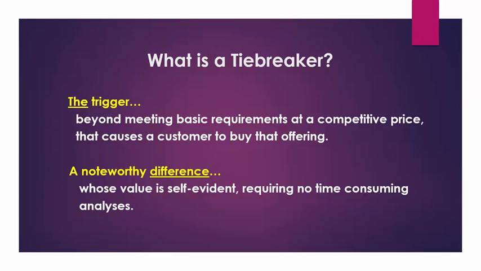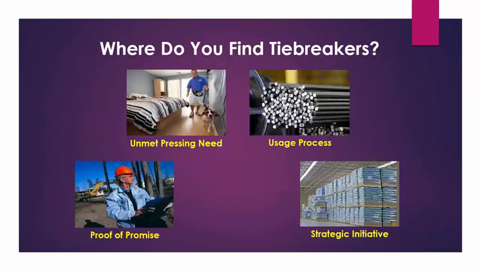A tiebreaker has to be a noteworthy difference whose value is self-evident, requiring no time-consuming analyses. So it's got to be a significant value, but it has to be obvious so that I don't need an elaborate model to demonstrate why this is better. All right, let me give you an example of some tiebreakers, and the question is, where do you find them? There are 4 sources that we've identified in our research: unmet or pressing needs, the usage process that the customer has, the proof of the promise, and then lastly, a strategic initiative. So let me give you a couple of quick examples.